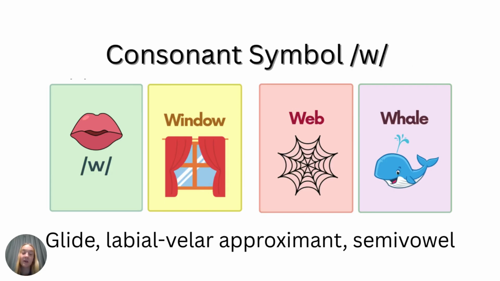Hey everyone, today we're going to be talking about consonant symbol W, and it's pronounced W. This is a glide, or it's also known as a labial velar approximant or a semivowel.